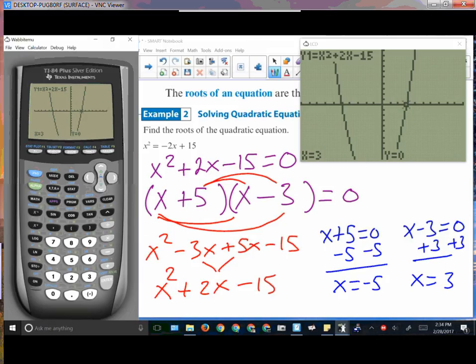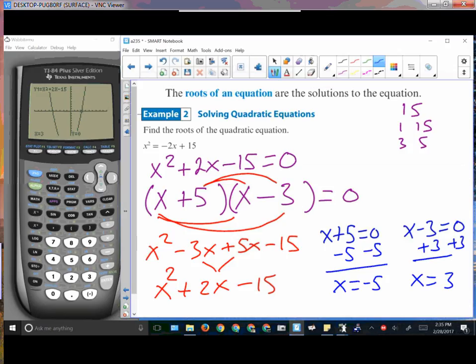So the process that we have here: factor the quadratic, set it equal to 0, take each of the factors, set them equal to 0, and solve. So, questions on this one? Time for another one? Let's see what we get.